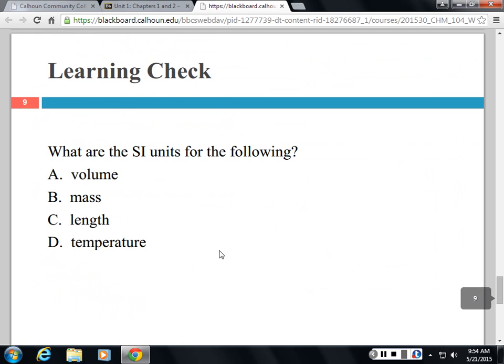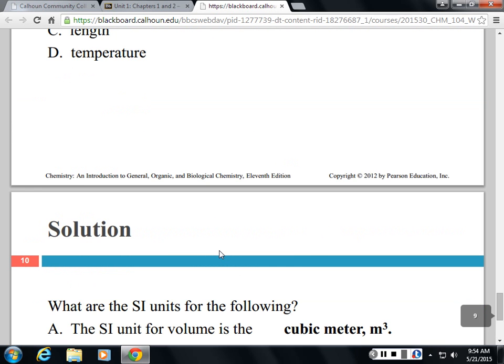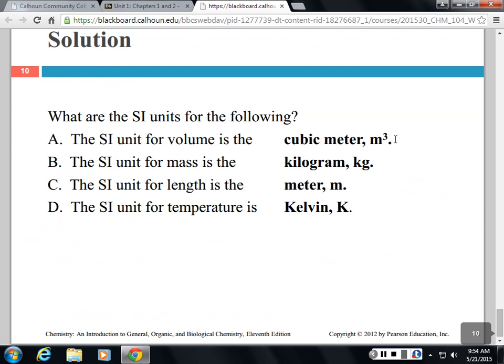Now just for a little check. What are the SI units? That's what chemists and our health professionals use as their units, so we need to be sure we know these. For volume it is the cubic meter. That's sometimes the hardest to remember, but it's still a volume unit. For mass it is the kilogram, for length it is the meter, and for temperature it is Kelvin. You'll learn how to convert these and use these interchangeably in this chapter.